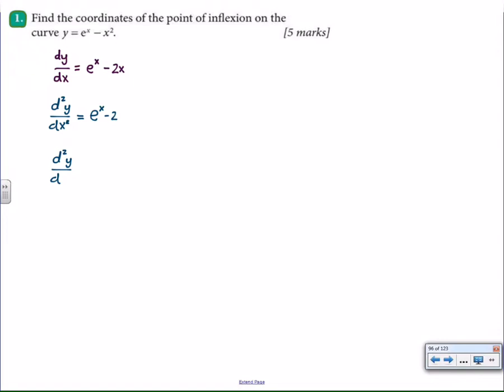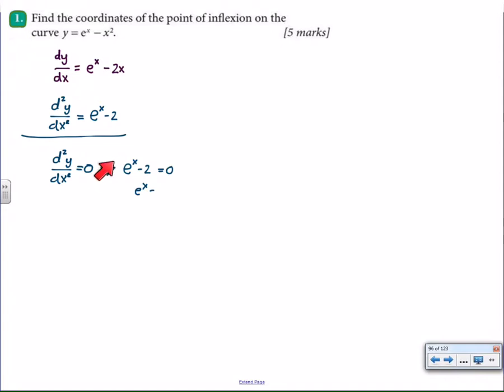The question seems to indicate that there is only one inflection point, and we'll see if the mathematics bears that out. So quickly, the first derivative of e to the x is e to the x, and the derivative of x squared is 2x, so we have e to the x minus 2x as the first derivative. Differentiating that, we now have e to the x minus 2, 2 being the derivative of 2x, and therefore I have my second derivative. To find a point of inflection, we need to set the second derivative equal to 0.